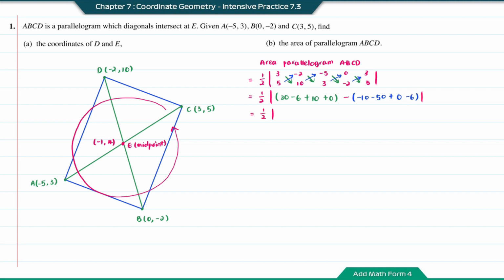So this is equal to 1 over 2. The first bracket will give us the answer of 34. And minus the total in the second bracket, which is negative 66. So this is the same as 34 plus 66. So 1 over 2 times 100. So the area will be equal to 50 units squared.